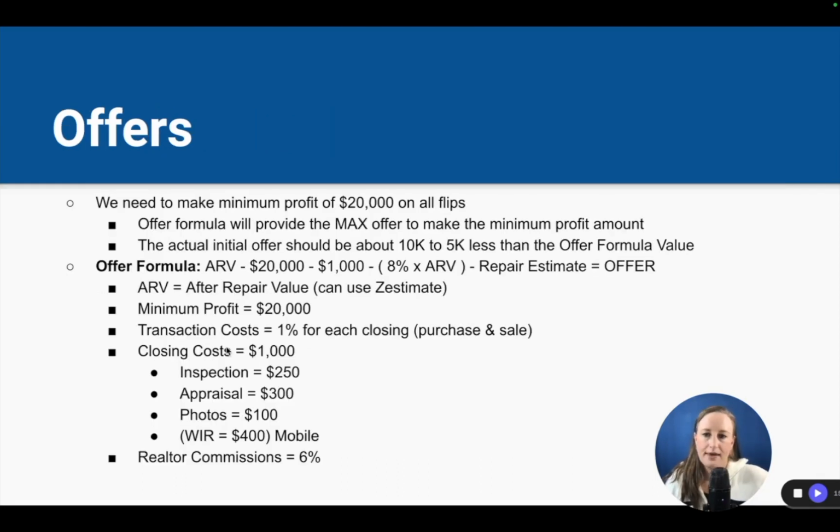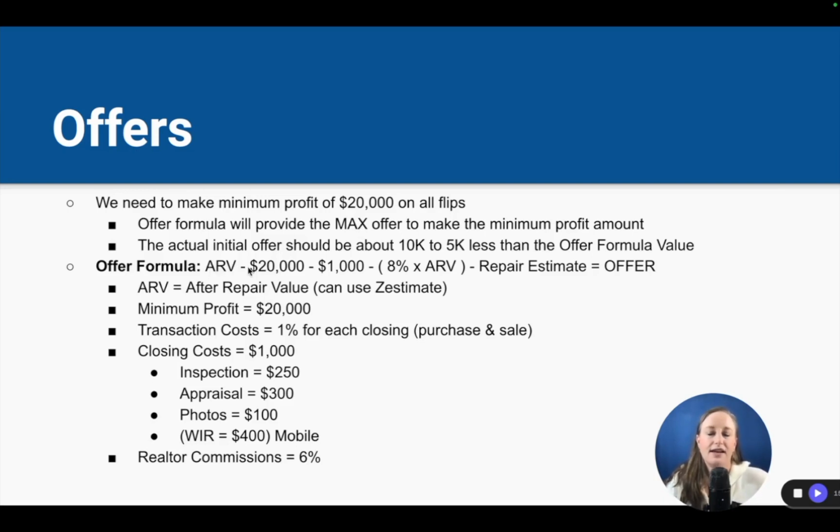Okay. And next up is the offer formula. Based off of all these formulas, we created a way to quickly know what we should offer on our properties. We need to make a minimum of $20,000 on all our flips, and this formula is designed to tell you the maximum amount of money that we can offer for a house. So here's the formula that we built.